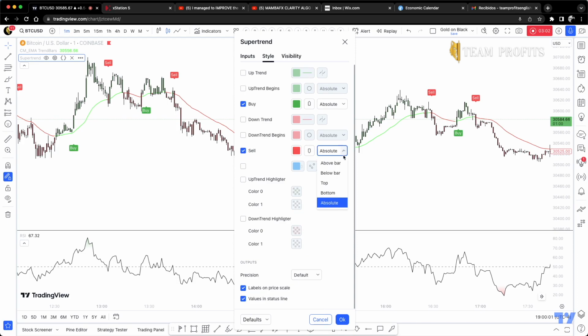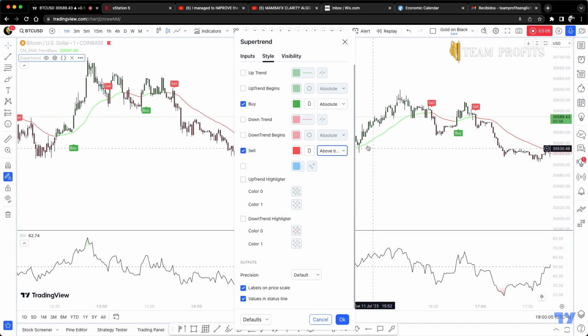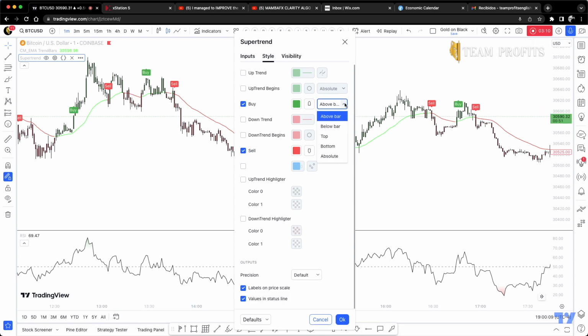Precision, absolute, above bar. Okay, above bar, that's what I'm looking for. You see what I did? Oh, hold on. It's absolute. Above bar, in this case, is below bar. Yeah, there we go. So the buy signal, you want it below the bar.